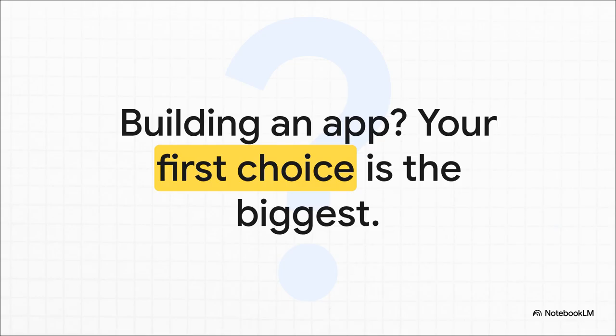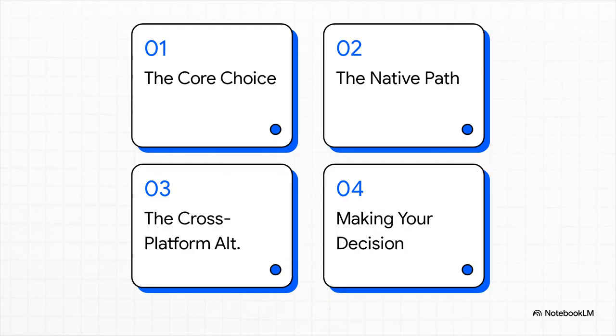Well, that impacts everything. We're talking your budget, your timeline, and maybe most importantly, the actual experience your user is going to have. It's a huge fork in the road. So, let's just dive right in. Here's the game plan. First, we'll break down what this core choice really is. Then, we're going to explore each path, the good and the bad. And finally, I'm going to give you a simple framework so you can make the right call for your project.